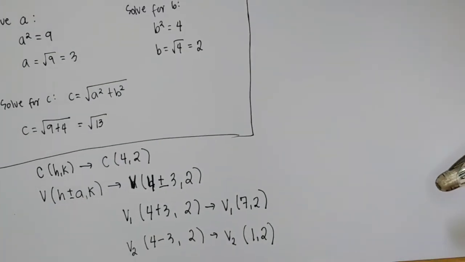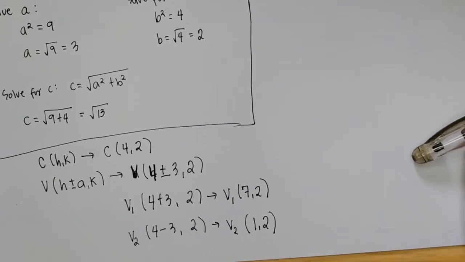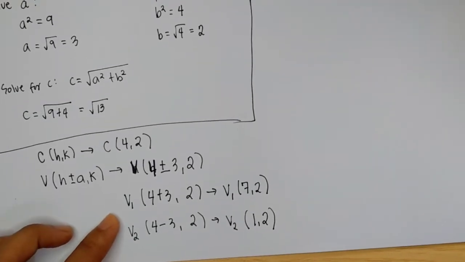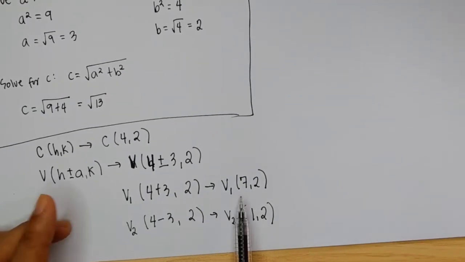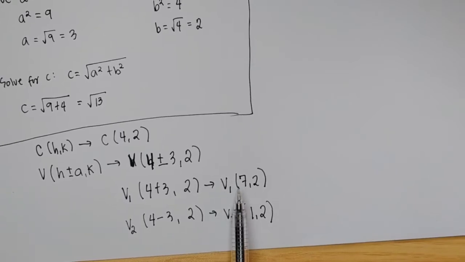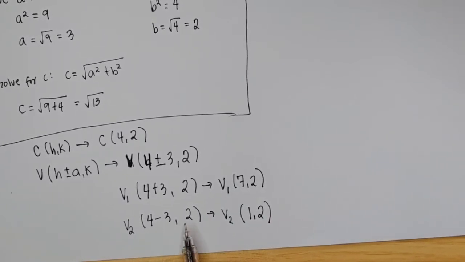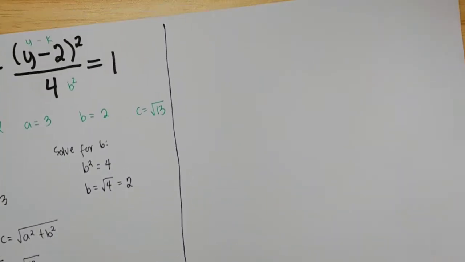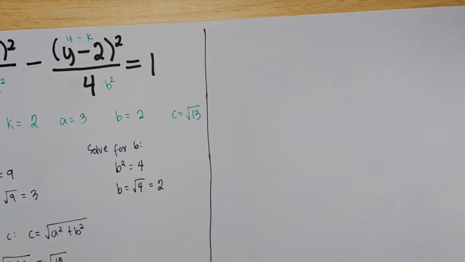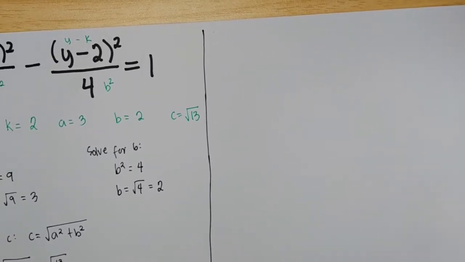So, ito yung sa vertices natin. Again ha, this is our V1 that is (4 plus 3, 2), that is vertex 1 is (7, 2). Yung vertex 2 natin is (4 minus 3, 2), that is (1, 2). Okay. Then, okay na tayo sa vertices.